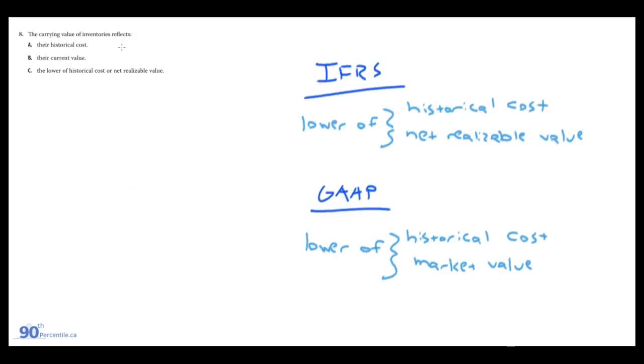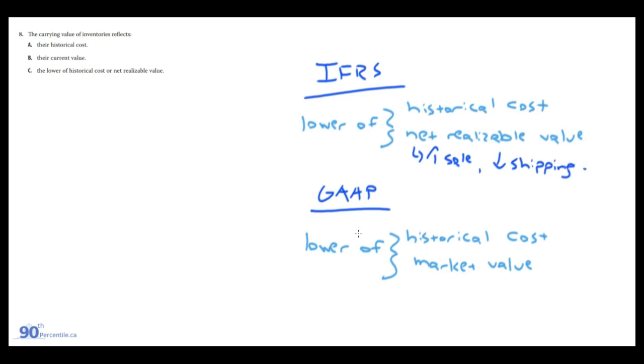The carrying value of inventories reflects their historical cost, their current value, or the lower of historical cost or net realizable value. Two quick distinctions we can make between inventory accounting under IFRS versus GAAP. In IFRS, inventory on the balance sheet, so the asset account, is measured at the lower of either historical cost or net realizable value. And net realizable value is essentially the cash inflows they can get from a sale, less any costs associated with actually making that sale. Like shipping, if they have to ship it to the buyer, anything like that.